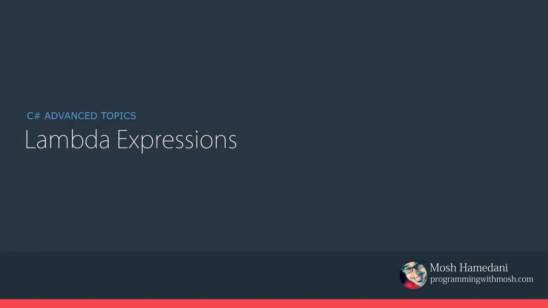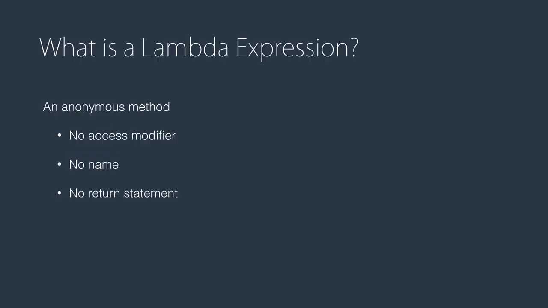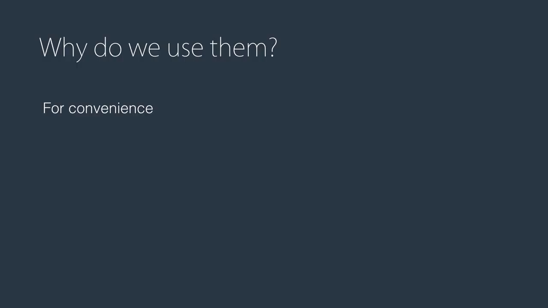So lambda expressions. What are these lambda expressions? A lambda expression is nothing but an anonymous method. That is a method that has no access modifier, like public or private. It has no name, and it has no return statement. Why do we use them? Why do we use anonymous methods? For convenience. We can write less code and achieve the same thing. Plus, our code would be more readable.